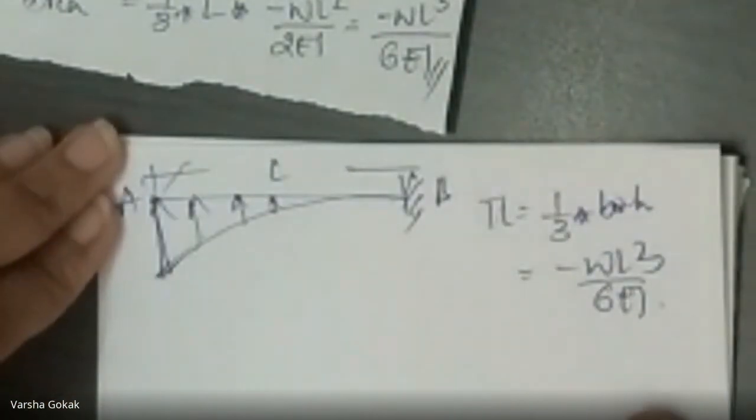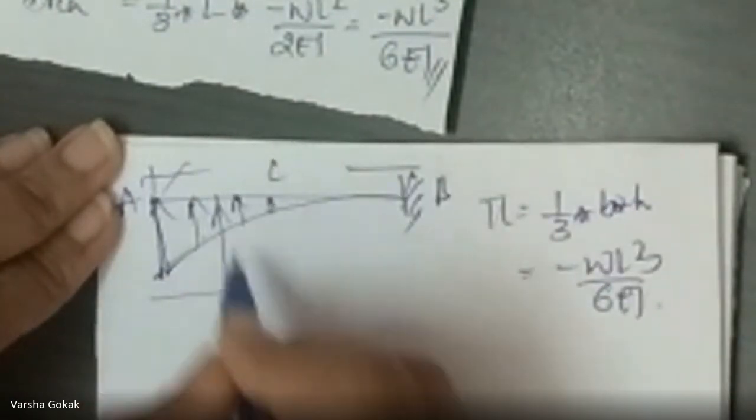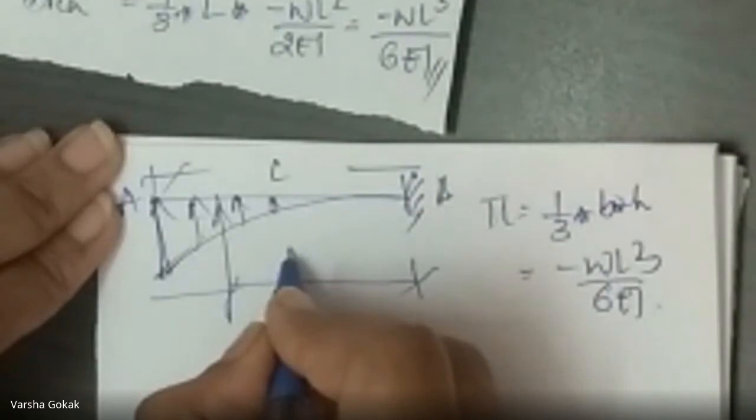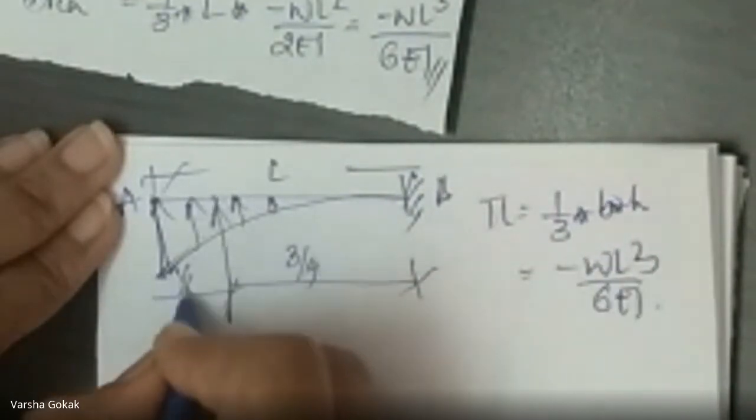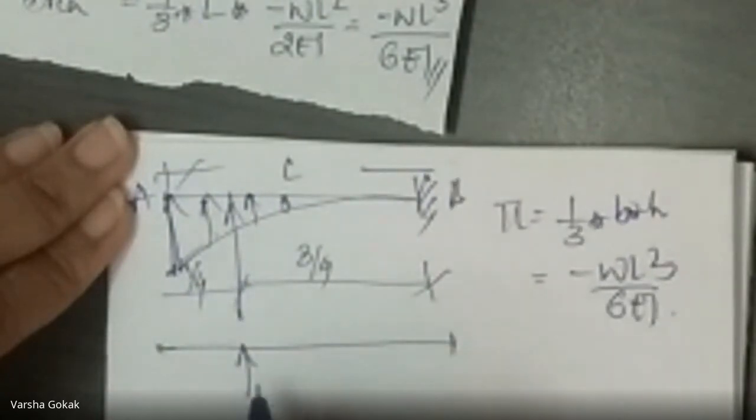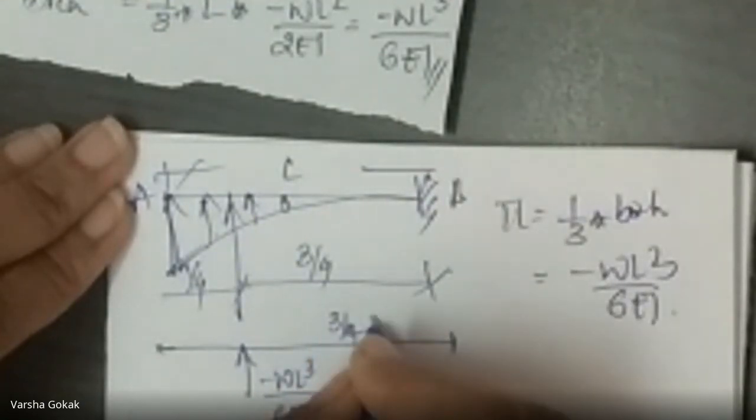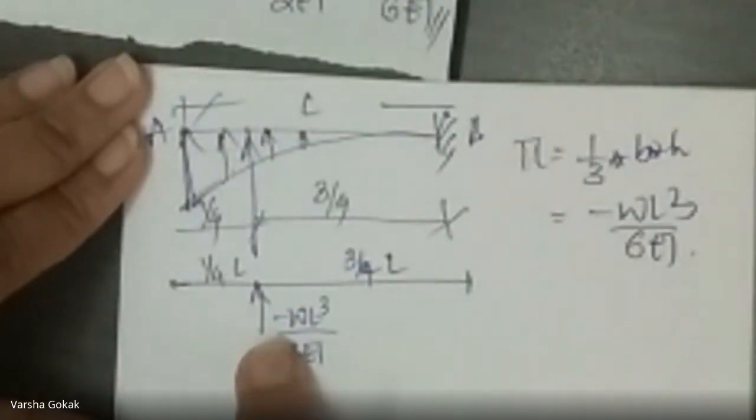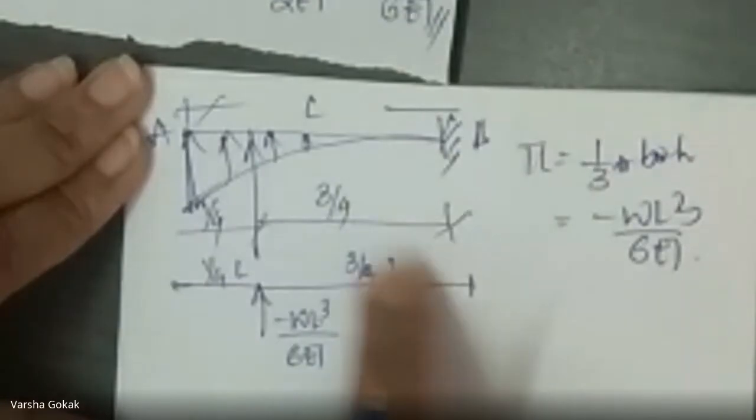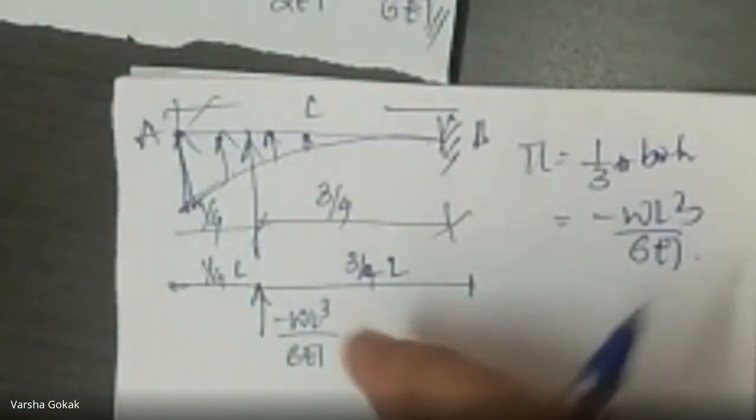Now where is this going to act? This is going to act at the CG. The CG of a parabola is like this. This distance is going to be 3/4, and this distance is going to be 1/4, as good as a beam. At this point your load is acting, that is minus WL cube by 6EI. This is 3/4 of L and this is 1/4 of L, as good as a point load. Now, once you draw the conjugate beam, if it is a UDL, convert it into a point load, or if it is a UVL, convert it into a point load, and you keep this.